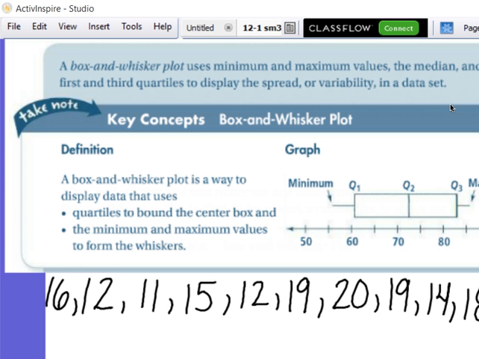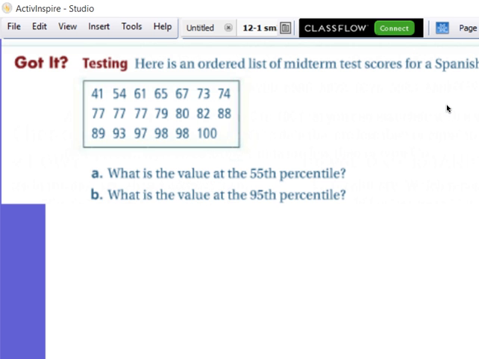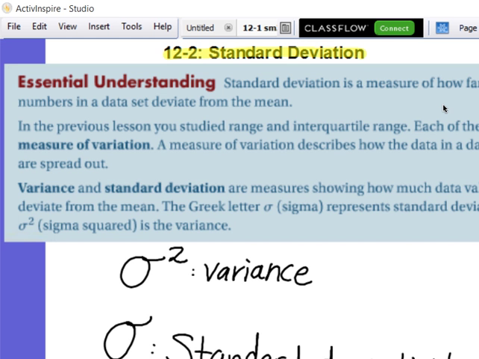We learned how to make a box and whisker plot and whatnot. All right, so today we're going to be talking about standard deviation. Standard deviation is a measure of how far the numbers in a data set deviate away from the mean. Now remember, mean means average.